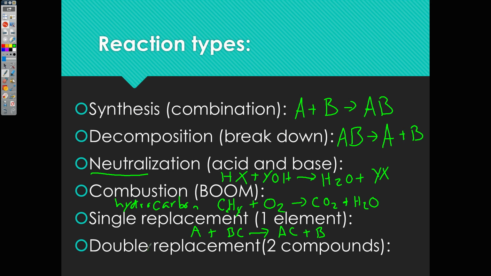All right, double replacement, you start with two compounds. So this time A is bonded with B, and C is bonded with D, right? And we have a switcheroo. This is like your swinger couples, right? So A is now going to be bonded with D, and C is going to be bonded with B. They just swapped. A took C's place, C took A's place. Just switches, just like that.